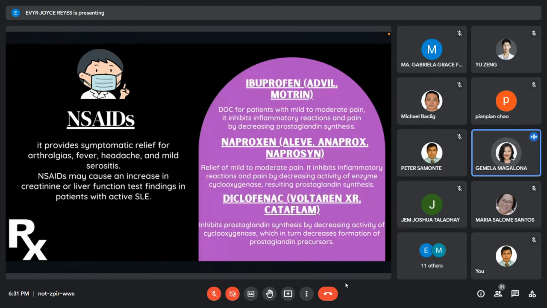For the NSAIDs, non-steroidal anti-inflammatory agents, this provides symptomatic relief for arthralgias, fever, headache, and mild sinusitis. NSAIDs may cause elevated creatinine or liver function test findings in patients with SLE. Examples would be ibuprofen, naproxen, and diclofenac.